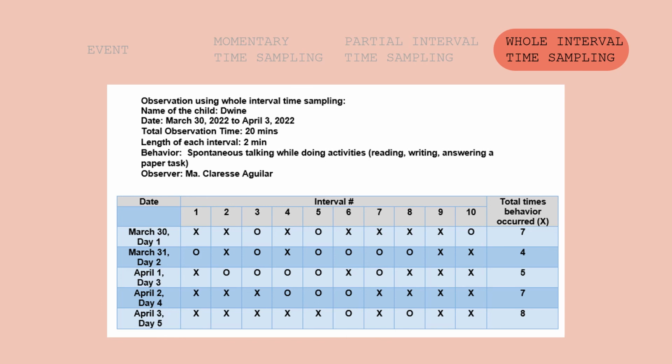So here, the whole interval and the partial interval differ depending on the occurrence of the behavior. When we say partial interval, if the behavior occurs, you can put an X, but in the whole interval, the behavior must occur for the whole interval.